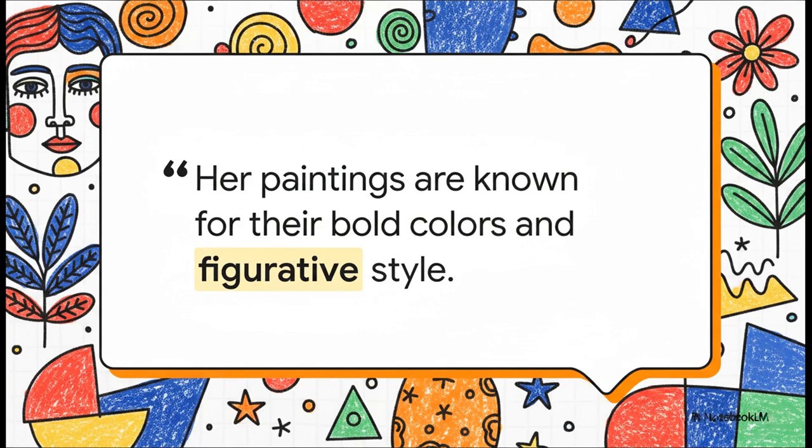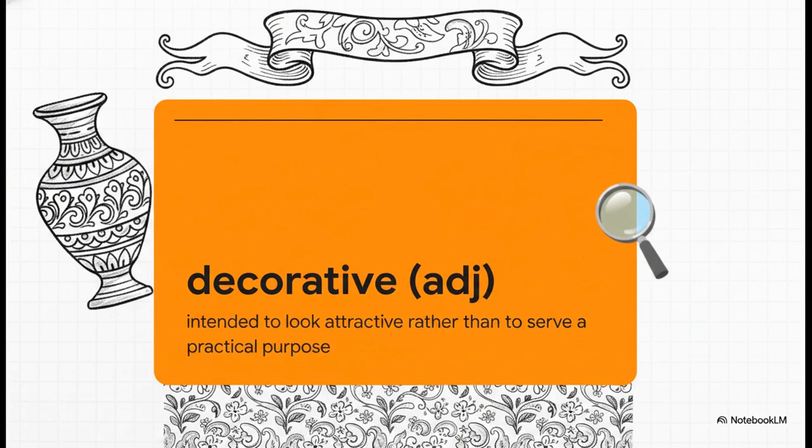When you hear that her paintings have a figurative style, you instantly know she's not just painting random shapes. Nope, she's painting real, recognizable stuff, just with her own bold colors and unique flair. Now what about the adjective decorative? This one's pretty straightforward. If something is decorative, its only job really is to look nice. That's it. Think about the fancy patterns on a vase, or some cool wallpaper. It's not there for a practical reason, it's just there to be easy on the eyes.